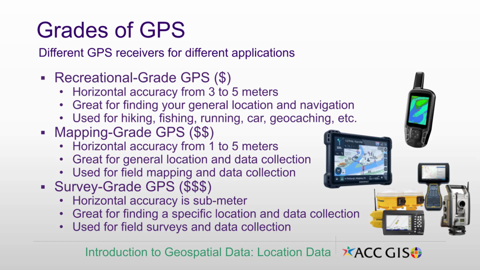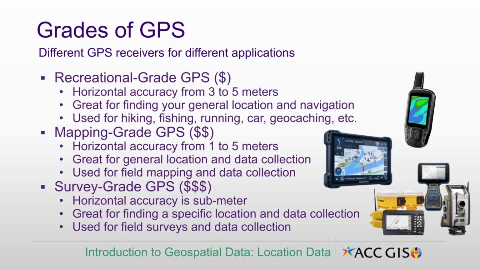And so if your application really doesn't require that accurate of a position, for example, hiking, fishing, running, then you might utilize recreational grade GPS, which will give you a horizontal accuracy of 3 to 5 meters and is good for finding your general location and using for navigation.